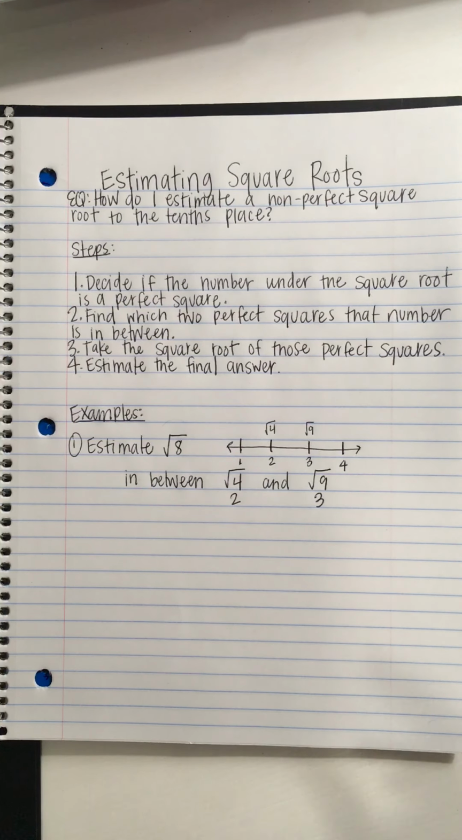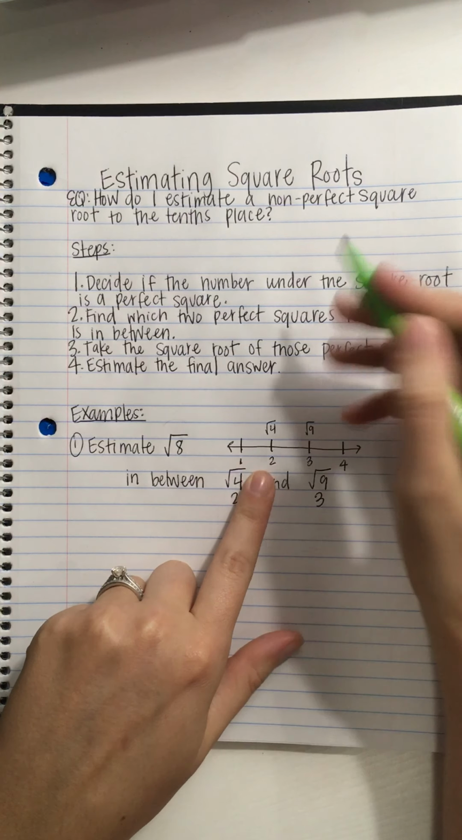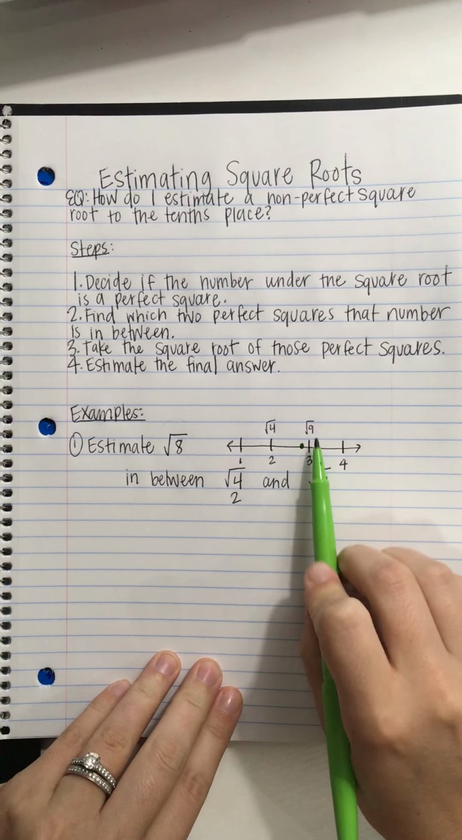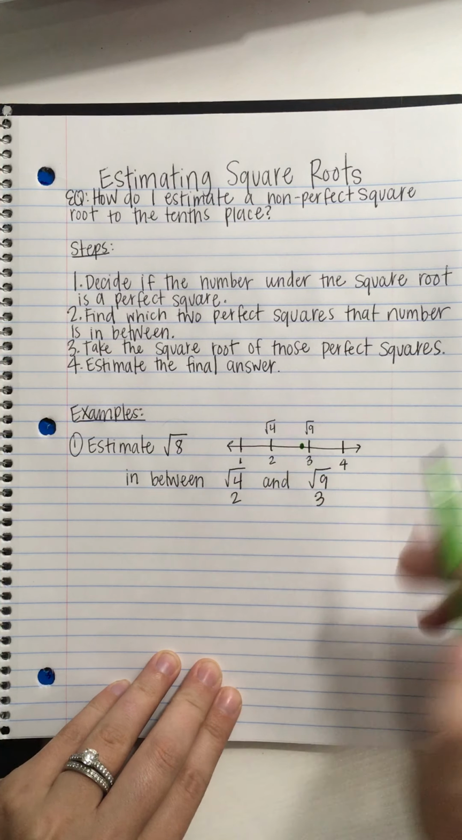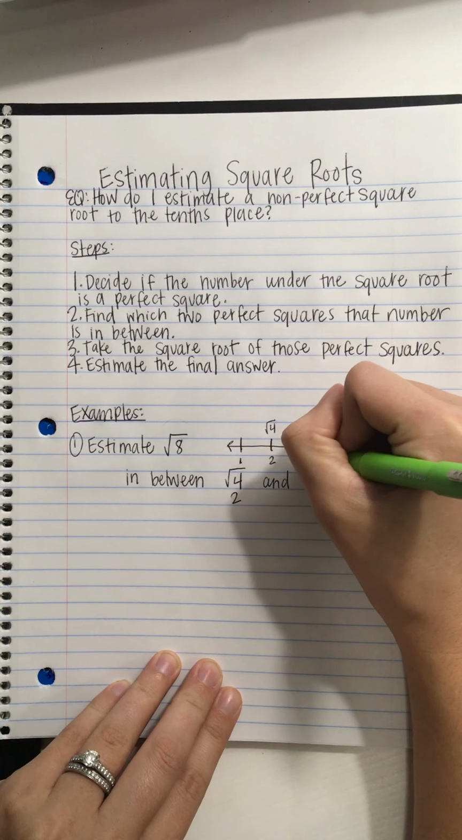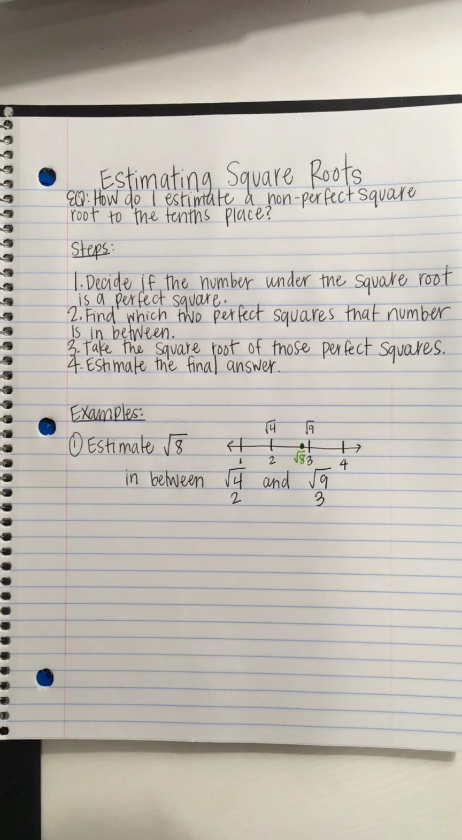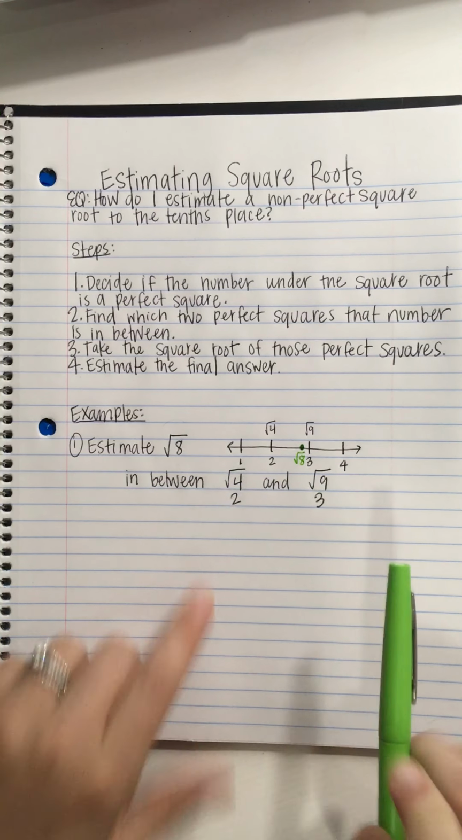This square root of 8 falls in between square root of 4 and square root of 9, right? Probably about here, because it's closer to square root of 9 than square root of 4. 8 is closer to 9 than it is to 4. So square root of 8 would fall probably about here. So that's essentially what you need to be thinking about: where does that square root fall on a number line?